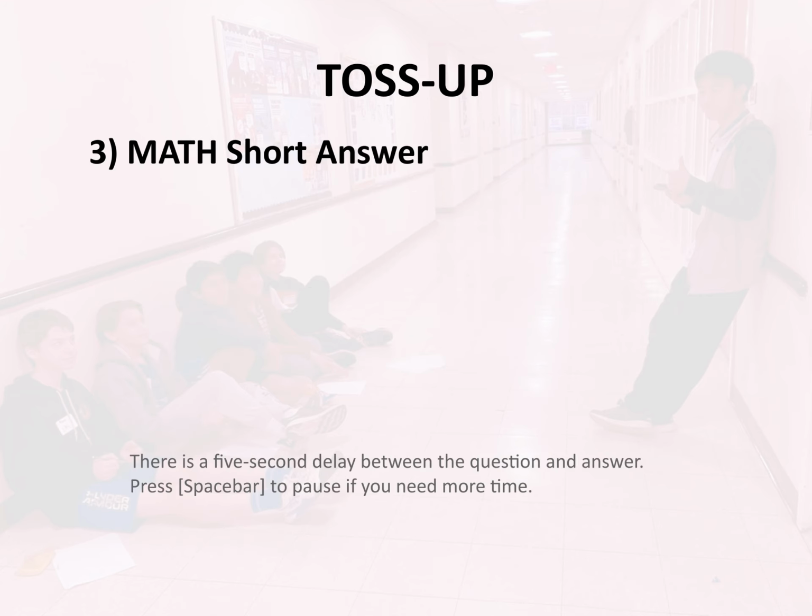Toss-up 3. Math. Short answer. What is the limit as x approaches 3 of (x squared minus 9) divided by (x to the 4th minus 81)? W. 1. X. 1 over 9. Y. 1 over 18. Z. 1 over 27.